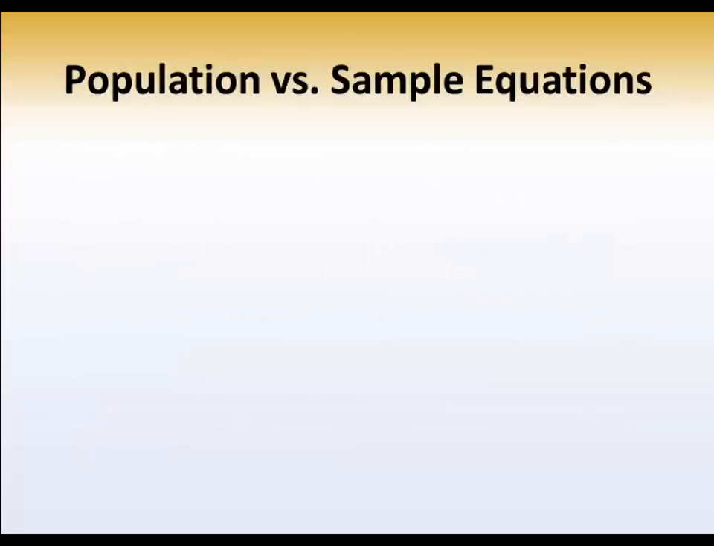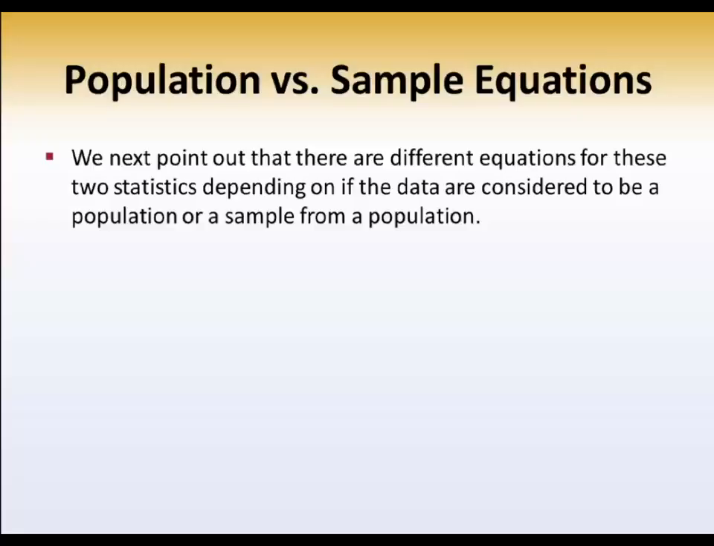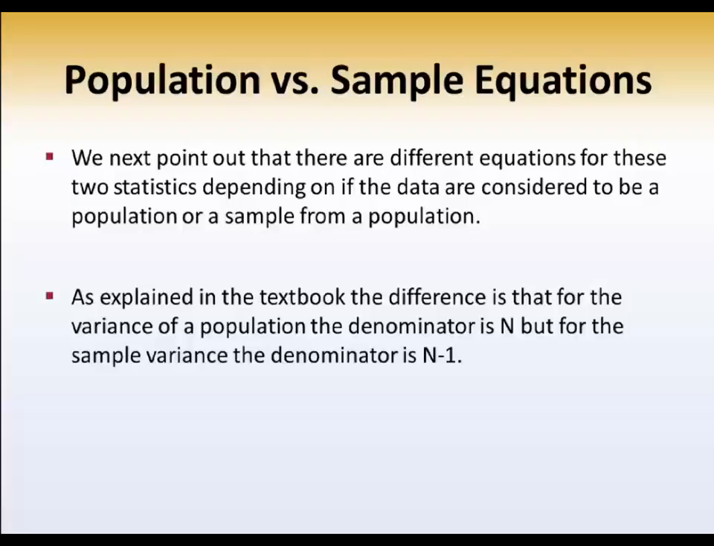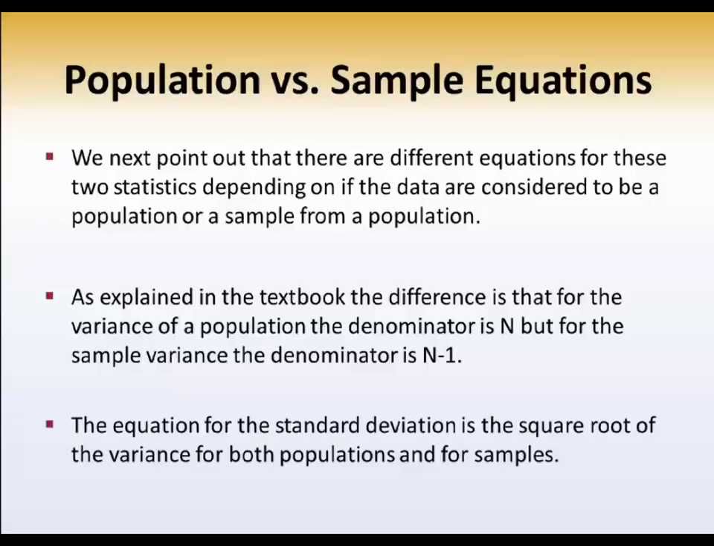The second issue that comes into play is whether you're looking at a population or a sample. So we next point out that there are different equations for these two statistics depending on whether you are operating with population data or with sample data. The differences are not major, but they are important. As we explained in the textbook, for the variance of the population, the denominator is n, but for the sample variance, the denominator is n minus 1. The equation for the standard deviation is the square root of the variance for both population and samples.